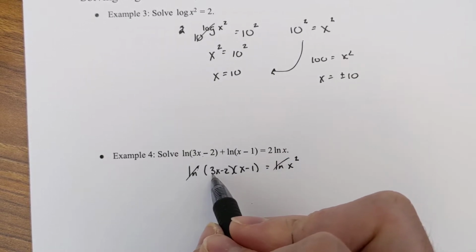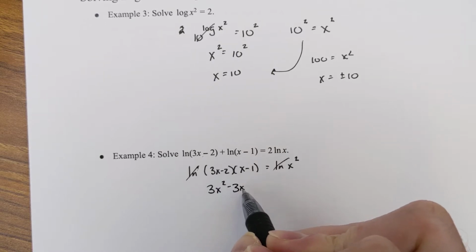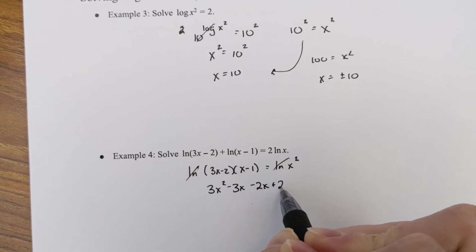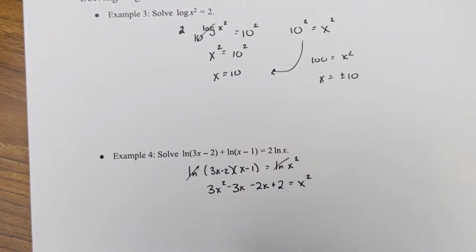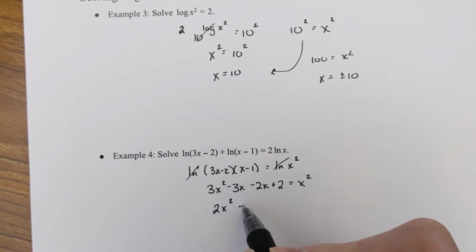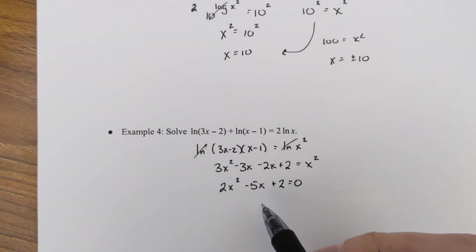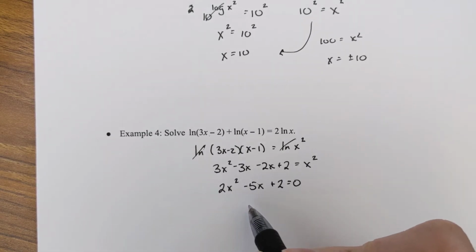So in order to solve this, I need to FOIL over here. So 3x squared minus 3x minus 2x plus 2 is equal to x squared. Now I've got x squared, so this is quadratic, so everybody comes to one side. So this would be my equation. And then I would need to either use the quadratic formula or try to factor. So we'll just do the quadratic.